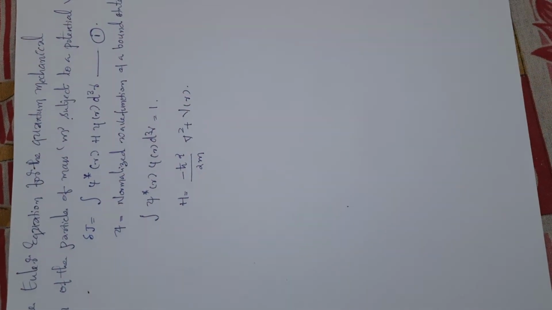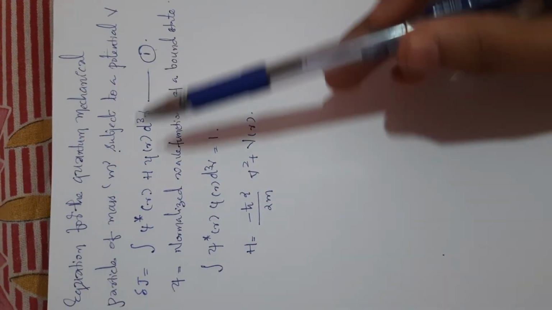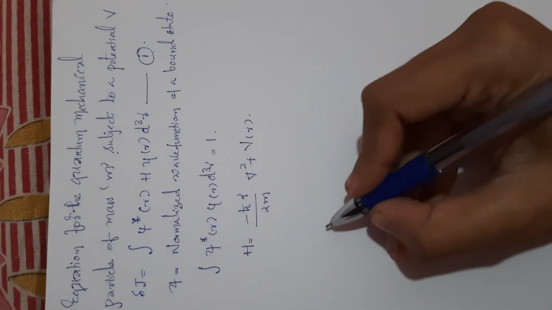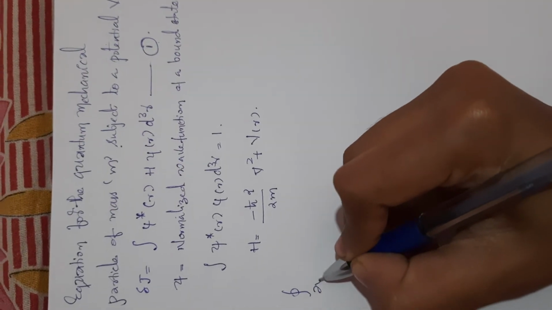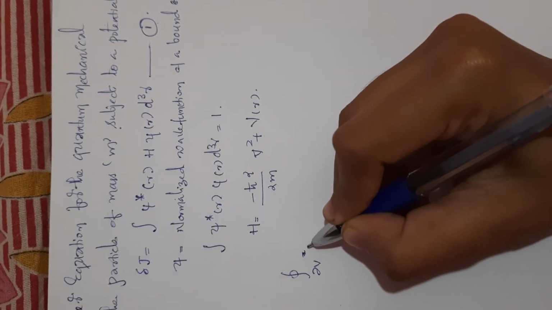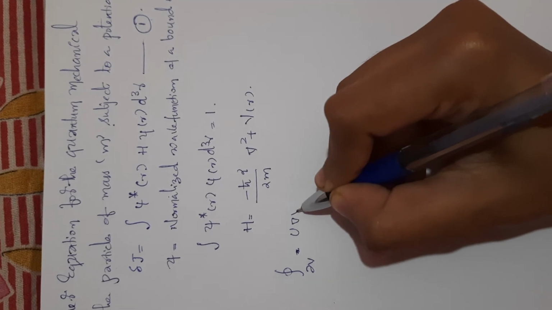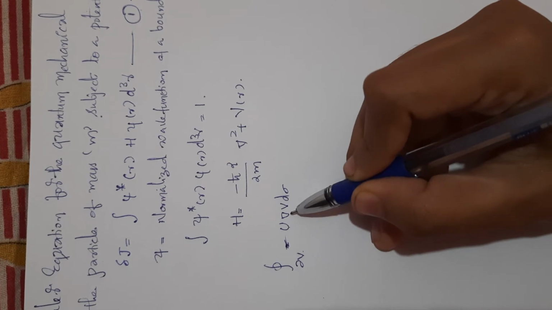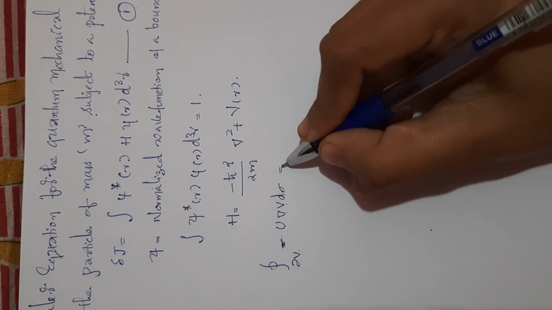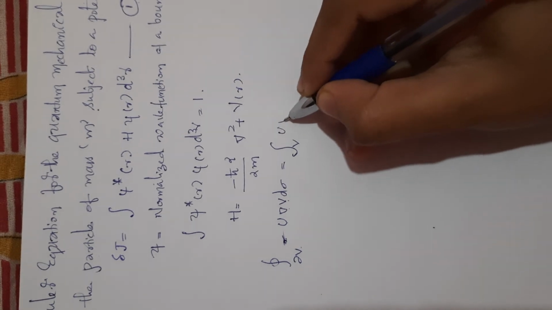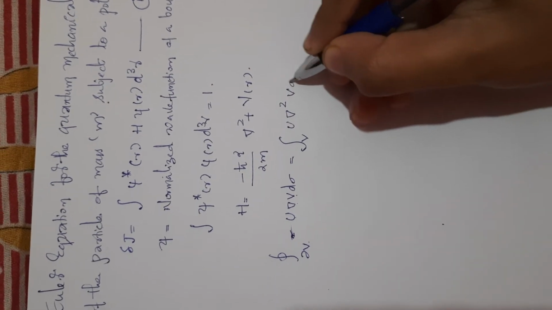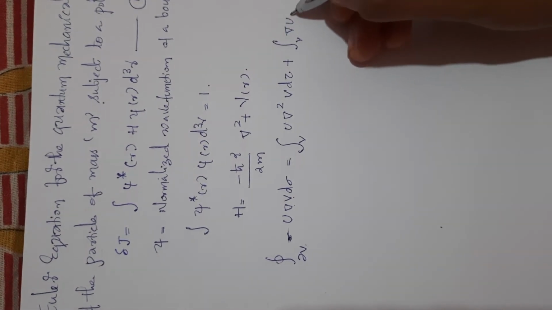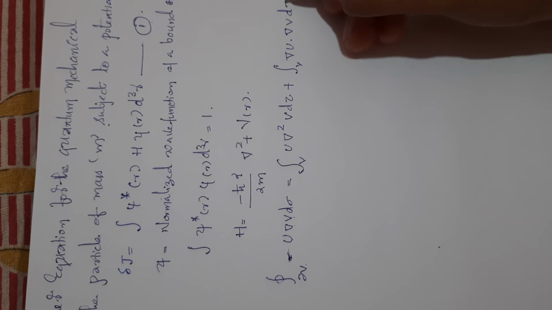Here in equation 1, the ψ star and the ψ are the dependent variables. Then as per Green's theorem, we can write closed integral of (v ∂u/∂n) dσ is equal to integral of v del square u dτ plus integral of del v dot del u dτ.